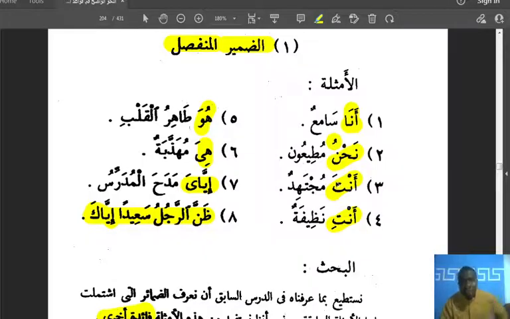أنتَ ضمير منفصل مبني على الفتح في محل رفع مبتدأ. أنتِ ضمير منفصل مبني على الكسر في محل رفع مبتدأ. هو ضمير منفصل مبني على الفتح في محل رفع مبتدأ. Here the same thing. So we come to إيايَ. I've already indicated to you it is مفعول به. So what do we do? إيايَ, we say ضمير منفصل مبني على الفتح في محل نصب مفعول به مقدم.